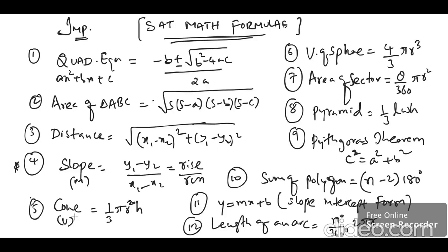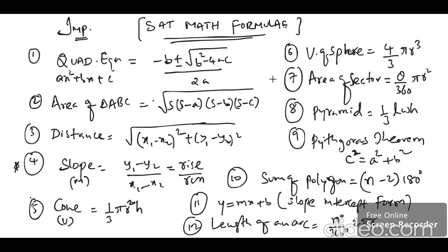Now we've got the cone, the volume of a cone, which is 1 by 3 pi r squared h, where h is the height and r is the radius. Sixth one, volume of a sphere. Apart from the area of a square and area of a circle, whatever we have, these are the most important ones that I have noted. Volume of a sphere is 4 by 3 pi r cubed.